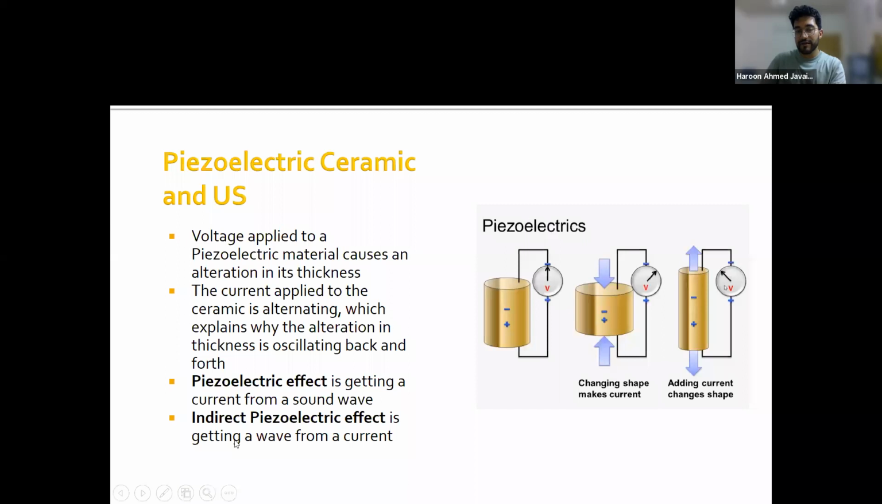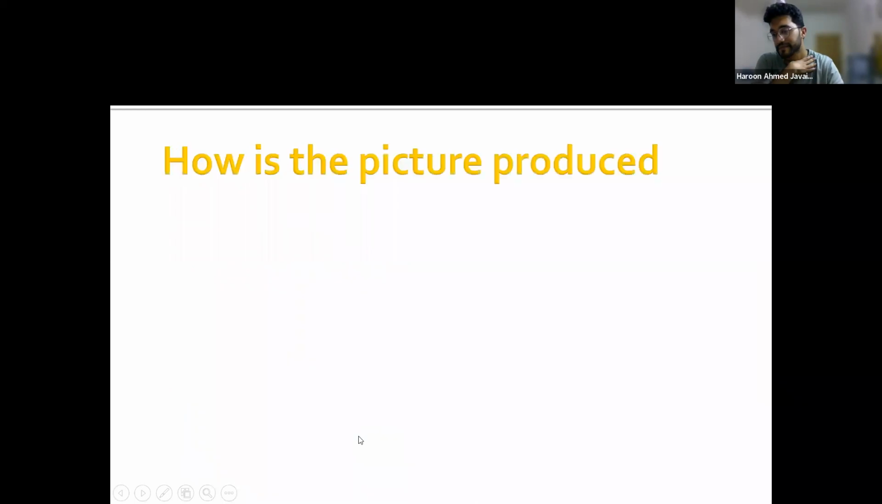So piezoelectric effect, when you are using the source. Indirect, when you are converting a sound wave to a current. When you're using the detector, it's the indirect piezo effect. Cool so far?